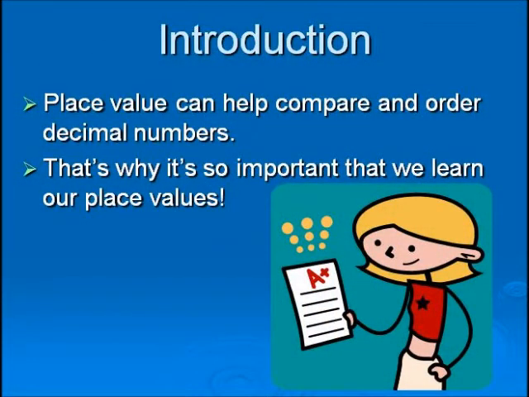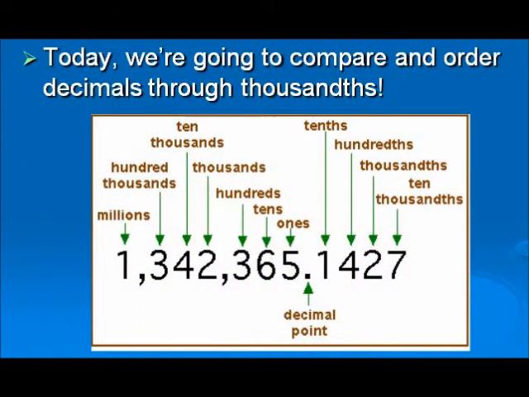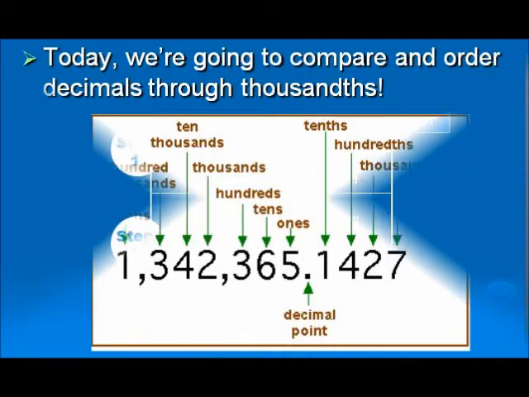Place value can help you compare and order decimal numbers. That's why it's so important that we learn our place values. Let's review decimal place value. Directly to the right of your decimal point, you have your tenths place, hundredths, thousandths, and ten-thousandths. Remember, the further you are to the right, the less the value.